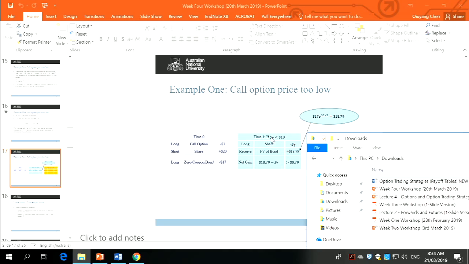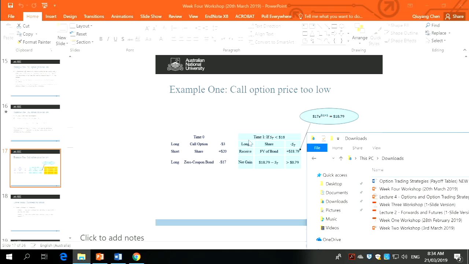When the share price finishes low, lower than the strike, $18, what would happen is that you have an out-of-the-money call option, right? Because when the share price is lower than the strike, you're better off buying shares from the market. So you don't exercise your call, because exercising an out-of-the-money call will lead to a loss. So you walk away from this out-of-the-money call option and let it lapse with a value of 0.